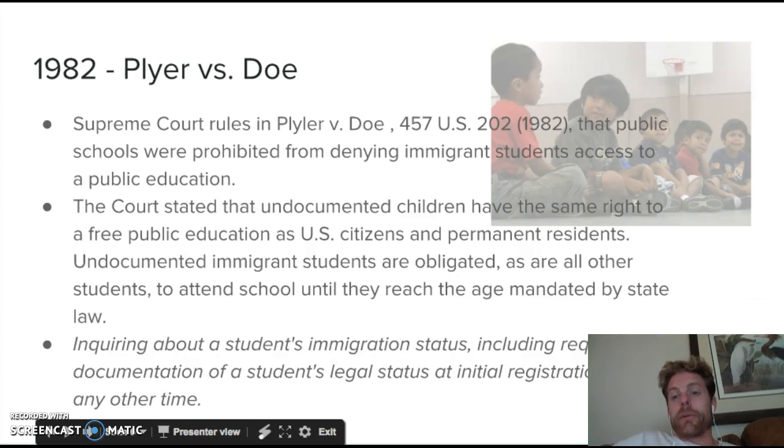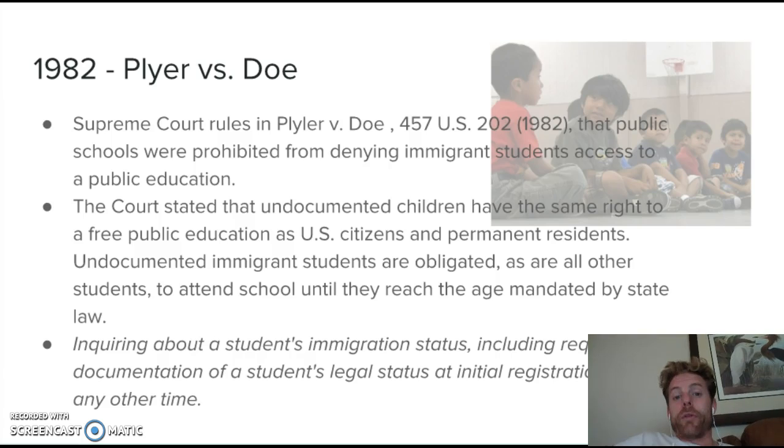1982, and this is especially relevant today, the Supreme Court rules in Plyler versus Doe that undocumented children have the same right to free public education as U.S. citizens and permanent residents. This is undocumented immigrant students. And furthermore, inquiring about a student's immigration status, including requiring documentation or their social security number, is against the law. So this is huge. This is basically why schools are inherently kind of sanctuary places for undocumented students.